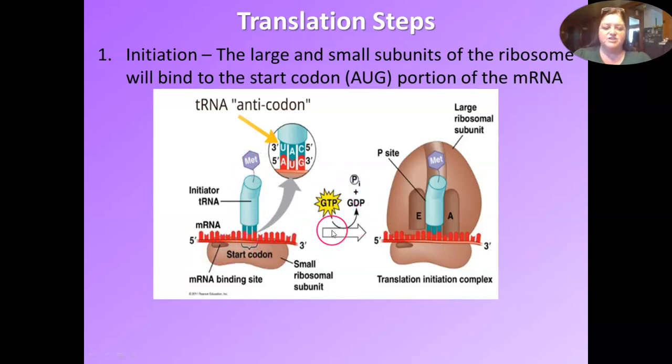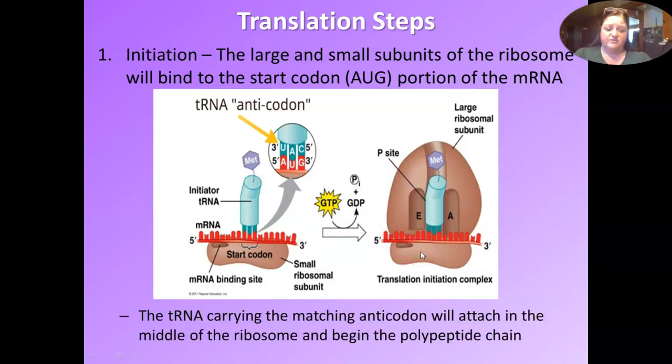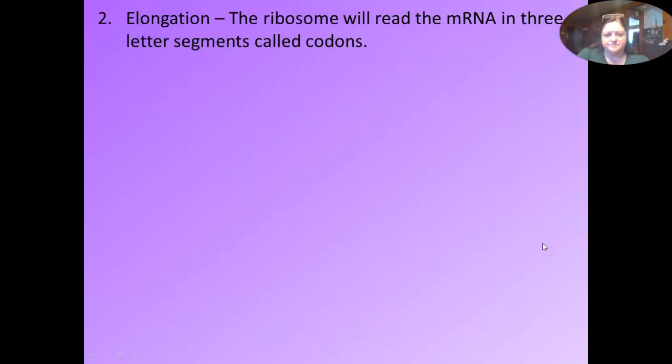Now we add some energy. GTP and ATP are used for energy. And now we've got this whole subunit put together. The tRNA carrying the matching anticodon attaches in the middle of the ribosome. Do you see how it's in the middle there? And that's going to begin this whole polypeptide chain. The ribosome will eventually move on the RNA and it'll start adding in more. So that's the elongation process.